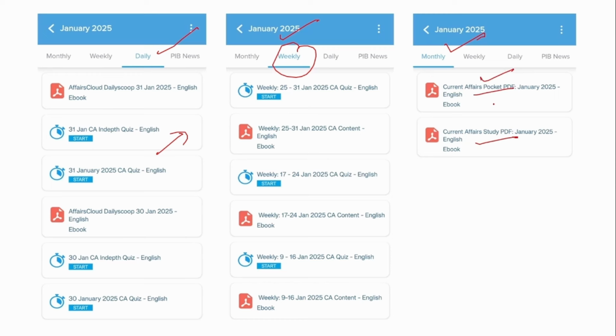One is the pocket PDF, the other one is the normal PDF. This pocket PDF will give you a brief content of our current affairs, and this will provide you a detailed analysis of the current affairs. So it is always preferable to read this detailed analysis and then have a go through of this pocket PDF.